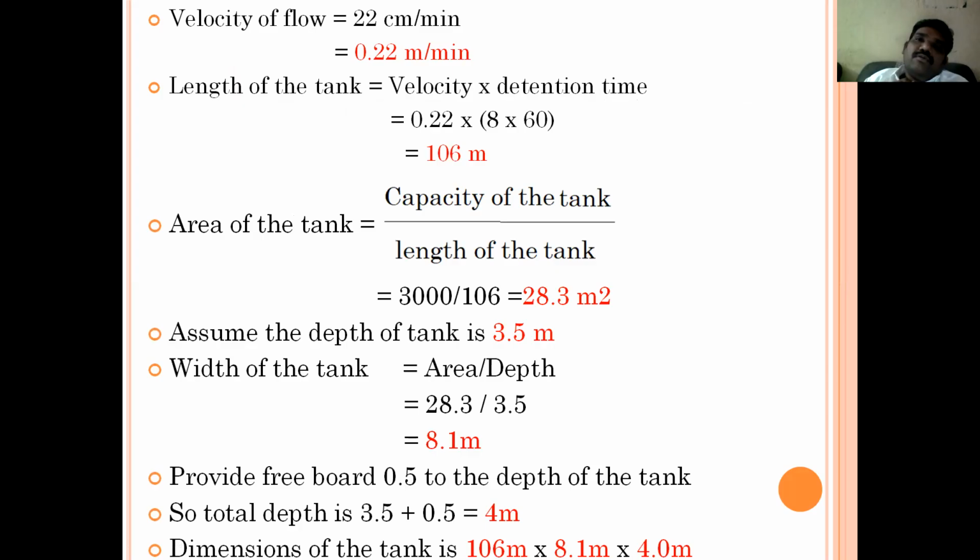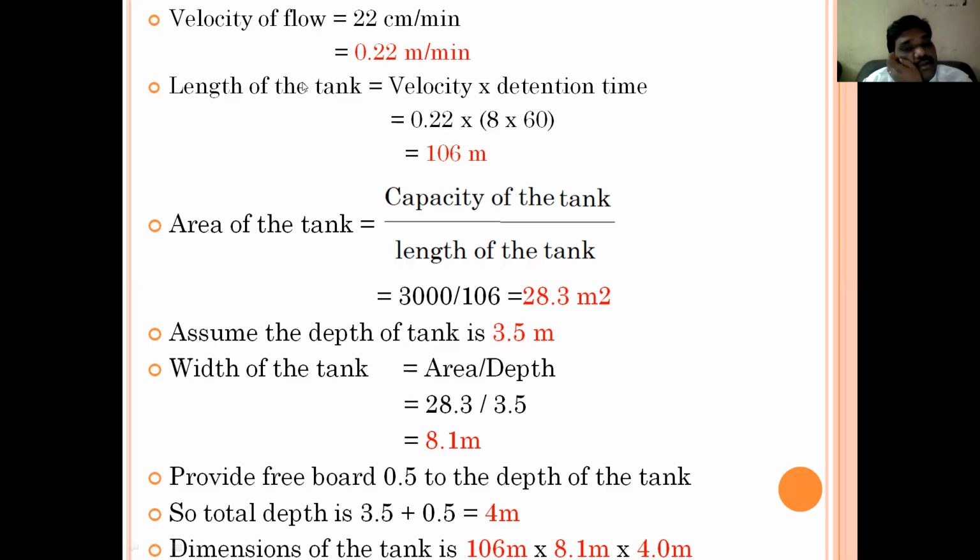You're not supposed to assume as per your wish or as per your interest. There is a pre-prescribed empirical value. If the depth is not mentioned, you must take the depth as 3.5 meters. So now with the depth, we'll try to find out the width of the tank. We got the depth, we got the area, we have the length.